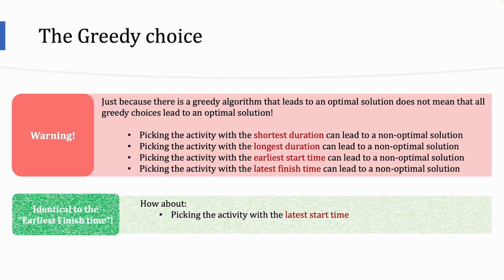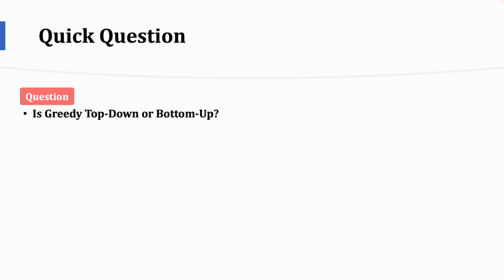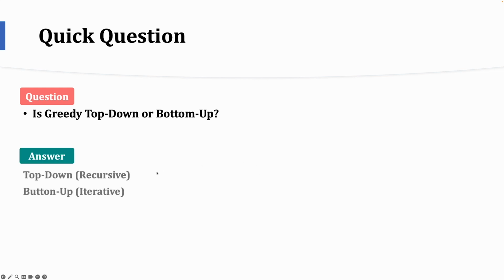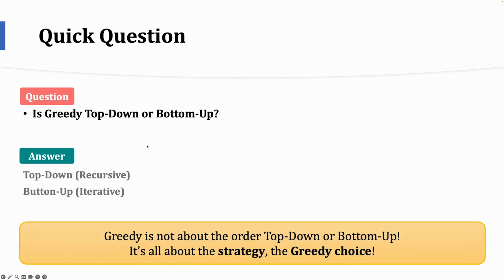Another common question that I see people struggling with is: is greedy top down or bottom up? Well, let's answer this question super quickly. Greedy can actually be both. It's top down when approached recursively, and it's bottom up when handled iteratively. But here is the key takeaway: greedy isn't about the order. Whether it's top down or bottom up, it's all about the strategy, the greedy choice.